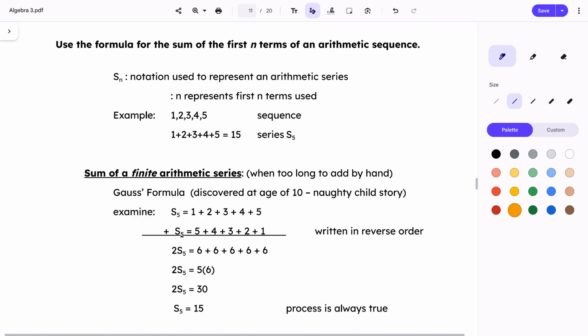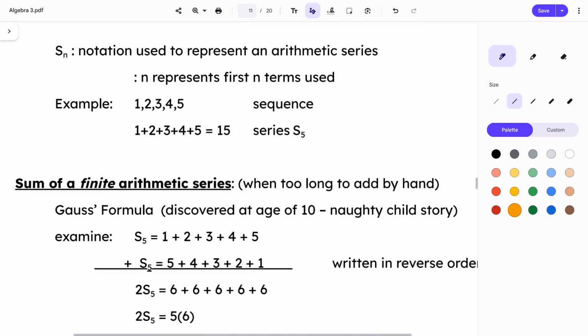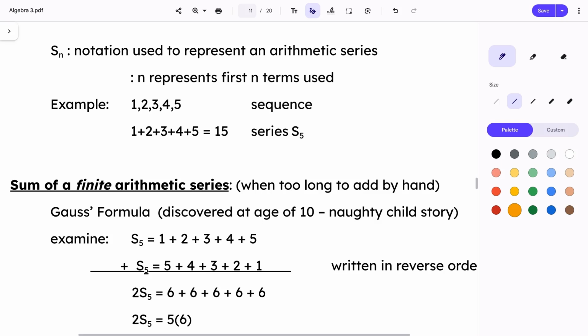So for example, if I had the sequence 1, 2, 3, 4, 5, the series of the sum of those first 5 terms, they would write that as capital S with a little 5, because there's only 5 terms here. You would add up 1 plus 2 plus 3 plus 4 plus 5, and you would get 15. Okay? Now we can find the sum of a finite arithmetic series. And we would maybe want to do this if it gets to be too long to add by hand.